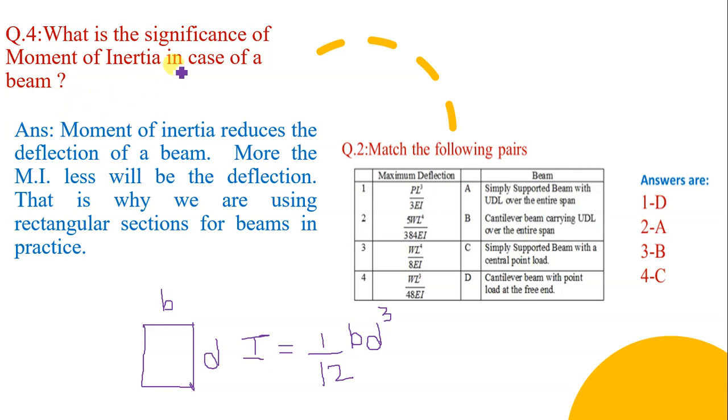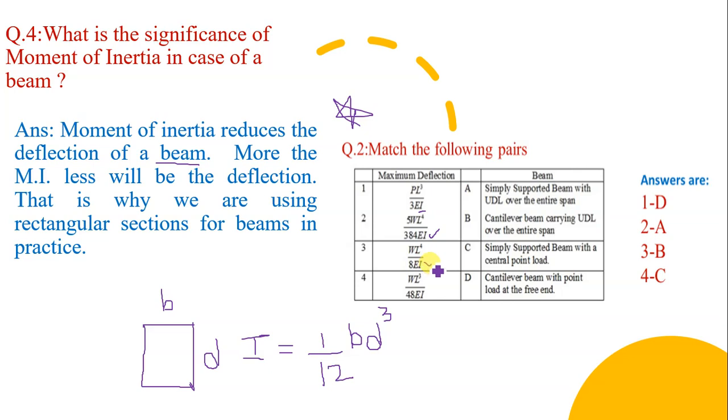What is the significance of this MI? So moment of inertia reduces the deflection of the beam. How does it reduce the displacement of the beam? If you go back to question number 2, all these are the values of maximum deflection: PL cube by 3I, 5WL raised to 4 upon 384 EI. So in the denominator, I is there.